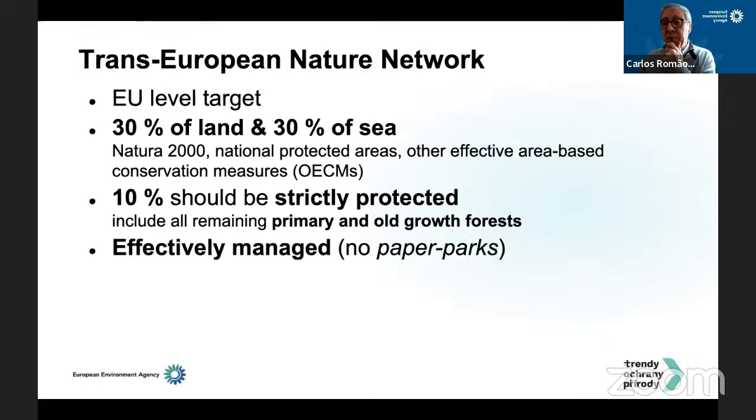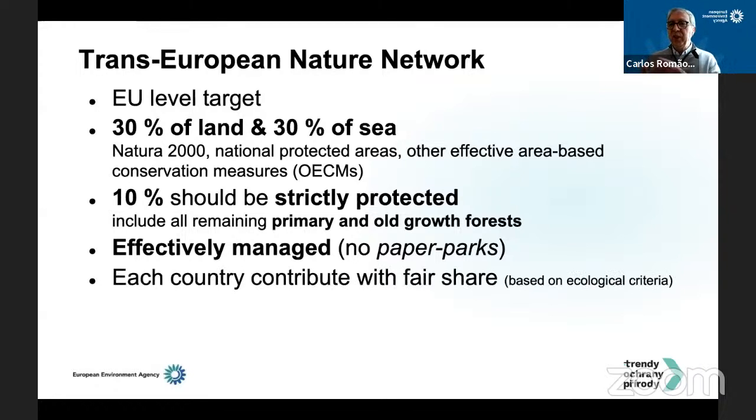And as I mentioned before, we still don't have many tools to evaluate how effectively the different protected areas are managed. And we know that many of them are paper parks. They exist in a decree or in a map, in an office, but have no effect on the ground.